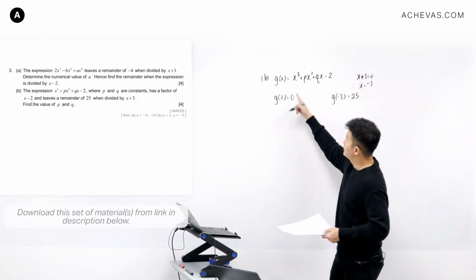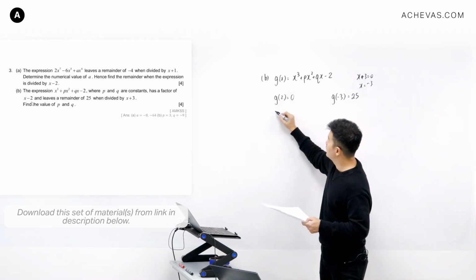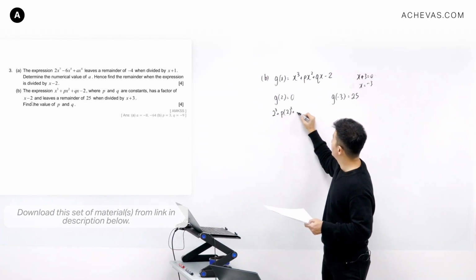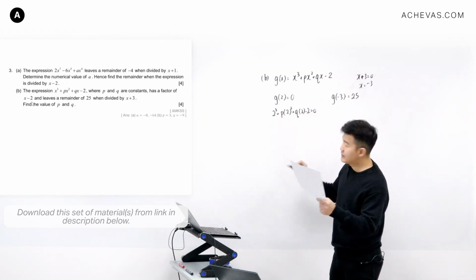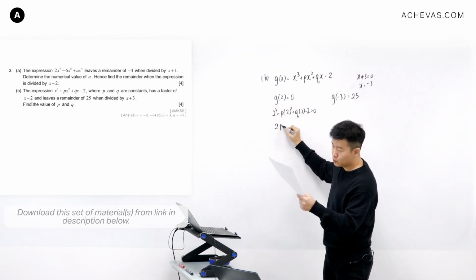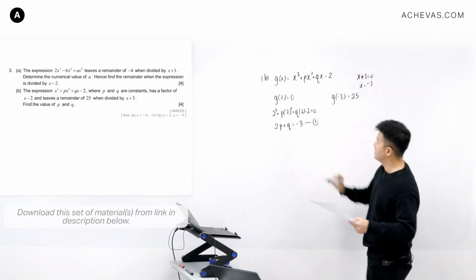So for this, we can come up with our first equation. If I were to substitute 2 into here, we have 2 to the power of 3 plus p times 2 squared, plus q times 2, minus 2, this is equal to 0. This gives us our first equation, 2p plus q is equal to minus 3. This is our first equation.